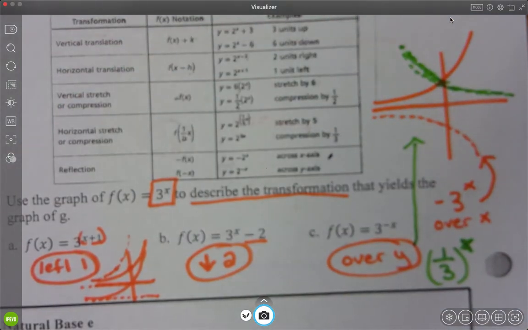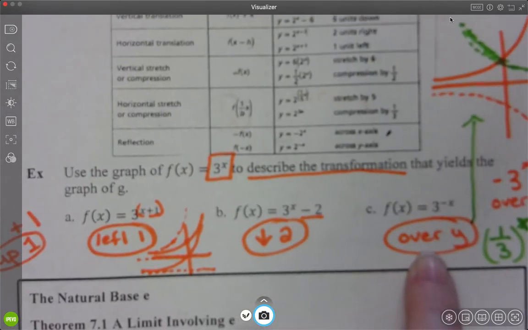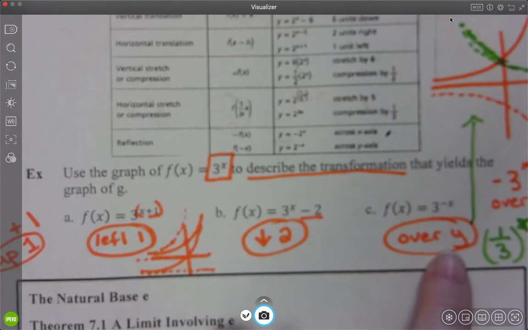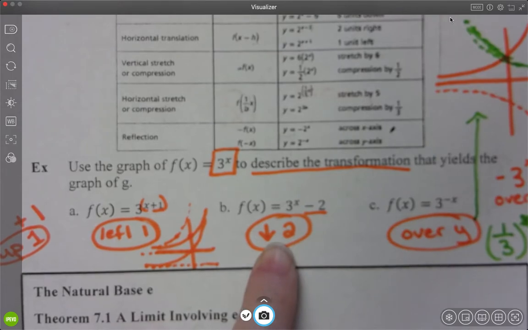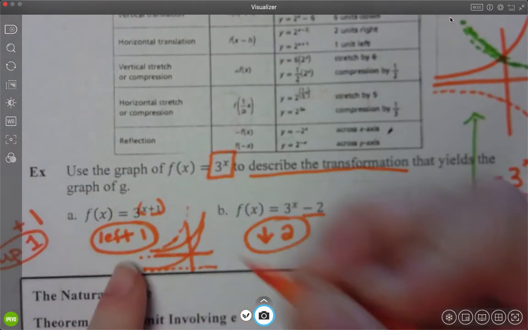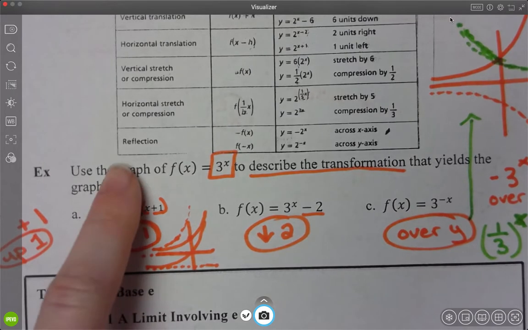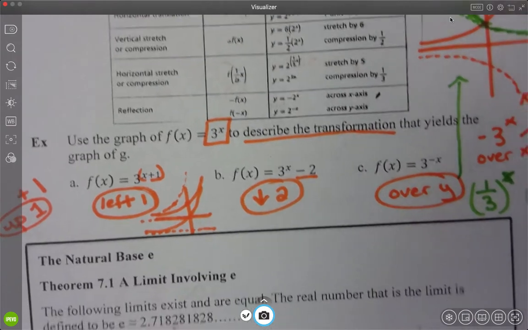I don't get really picky on your terminology, so you can say a reflection across the x-axis, or you can just say over x, I'll know what you mean. You can say a vertical translation down 2 units, or you can just say down 2, or an arrow with a 2, okay? Left 1 would be a horizontal translation to the left 1 unit, or you can just say left 1. I'm not real picky on that, okay?